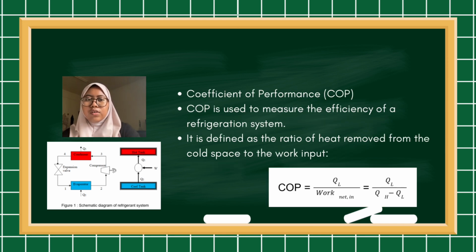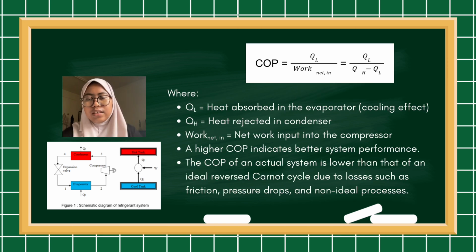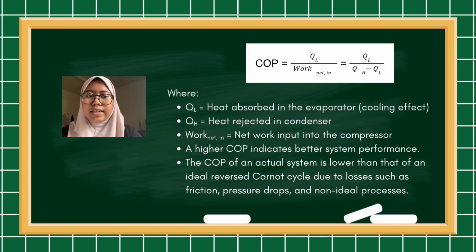Next is the COP, coefficient of performance. COP is used to measure the efficiency of a refrigeration system. It is defined as the ratio of heat removed from the cooled space to the work input. The formula of COP is QL over W net in, or can also be written as QL over QH minus QL, where QL is heat absorbed in the evaporator, or in the figure we can see that it is actually Q2, and QH is heat rejected in the condenser, or in the figure we can see that it is actually Q1. So W net in is the net work input into the compressor.